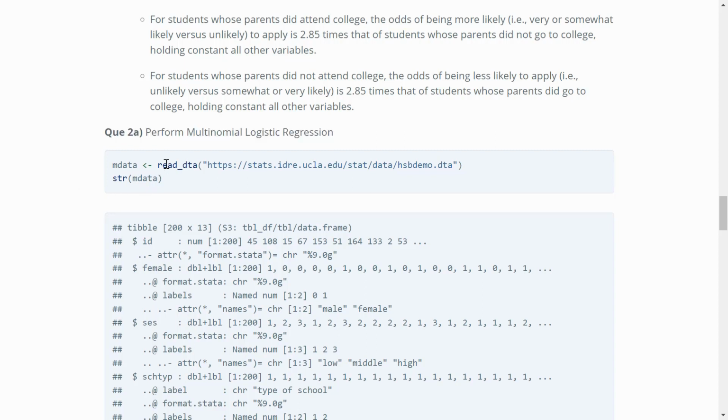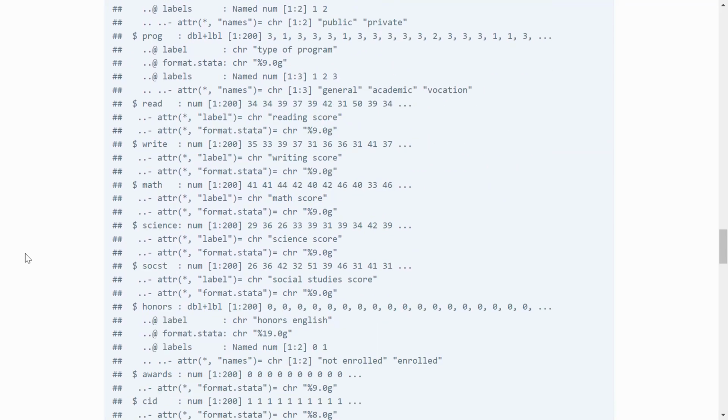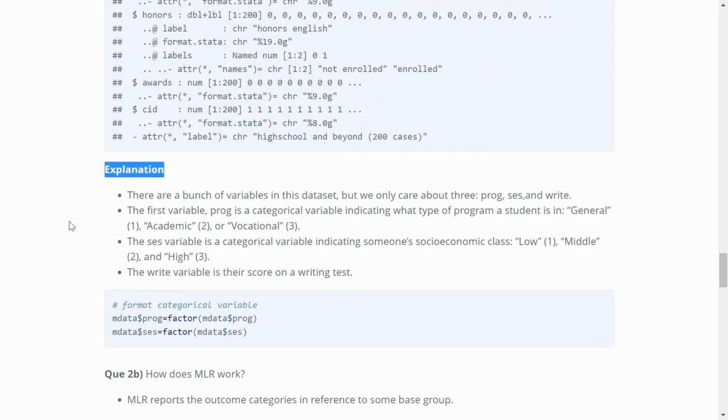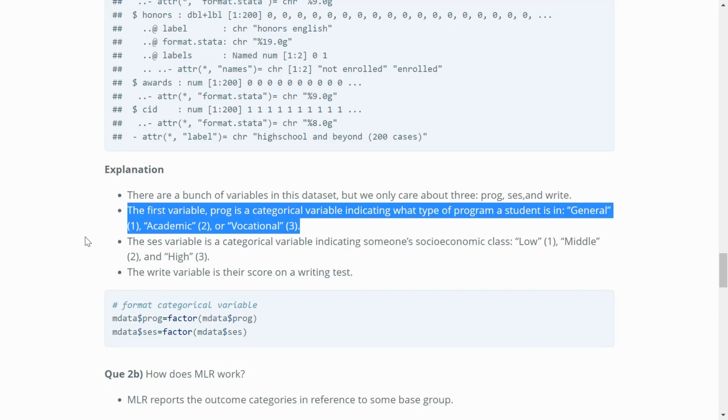Now let's read in the data using this link and store the data in the variable mdata. Then we can read the structure of the data. Now the explanation of the structure of the data is given. So let's read the explanation. First point says there are a bunch of variables in this data set, but we only care about 3: PROG, SES and write. The first variable PROG is a categorical variable indicating what type of program a student is in: general, which is 1, academic, which is 2, or vocational, which is 3.